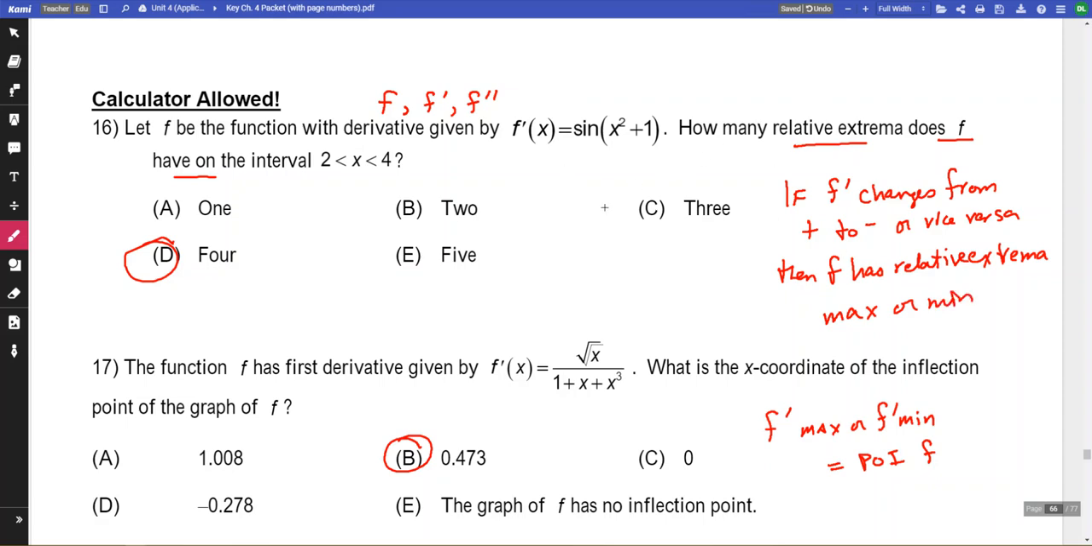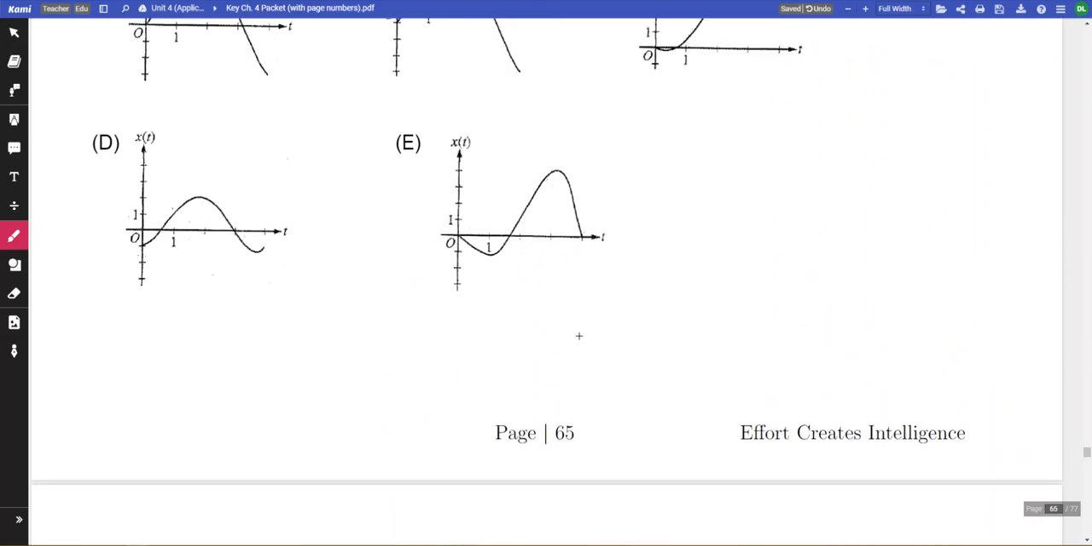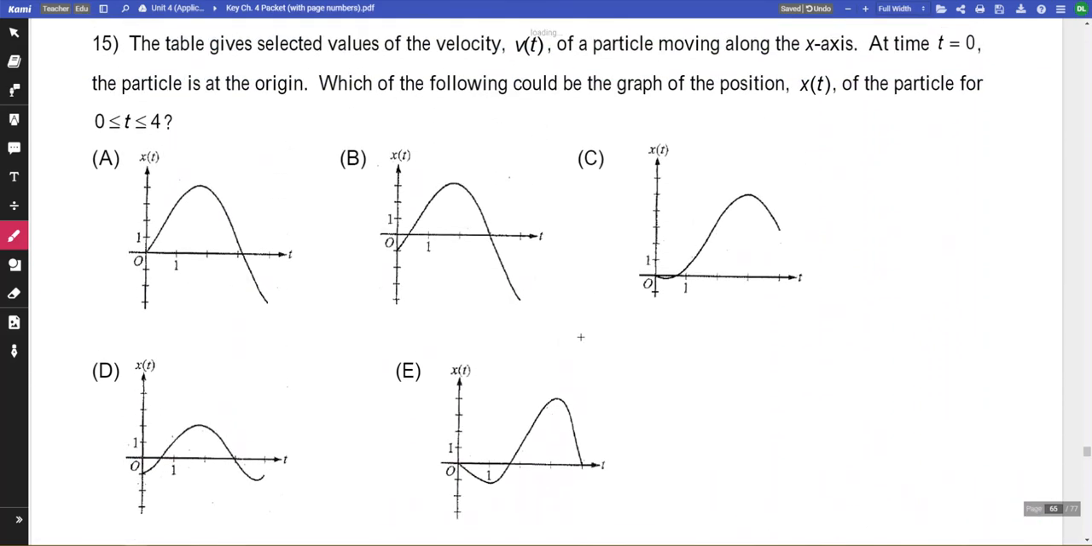So those were the answers. We have a calculator that we need to start to learn how to use, but for the most part, we will still be at the point that we're providing you with graphs and wanting you to look at and work through the graphs on your own. As an example, with number 15 here: the table gives selected values of the velocity of a particle moving on the x-axis. Which of the following could be the graph of the position of the particle?